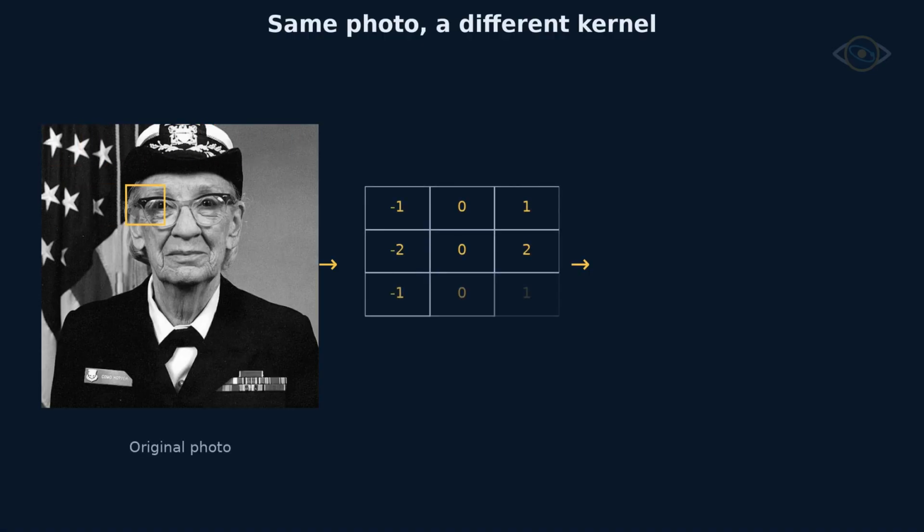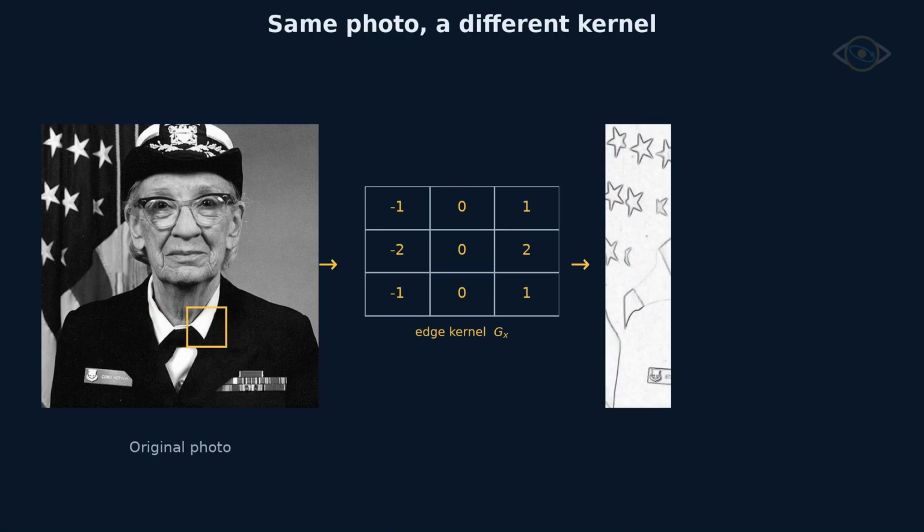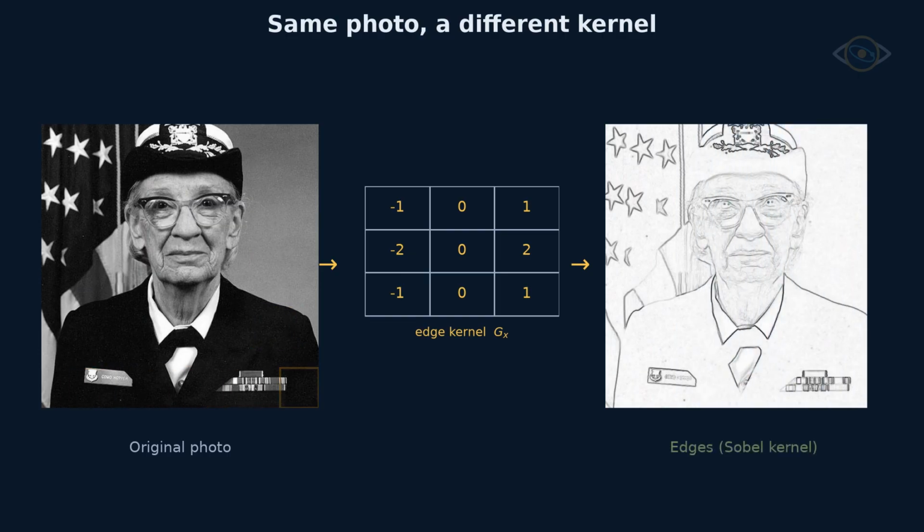Now swap the blur for a difference kernel, the Sobel kernel, on the very same photo. Instead of averaging neighbors, it subtracts them. Flat regions fade to nothing, but wherever the brightness jumps, the output lights up. So the same sliding motion, with a kernel that subtracts instead of averages, traces every edge. Her collar, the glasses, the stars on the flag. One operation, opposite jobs.